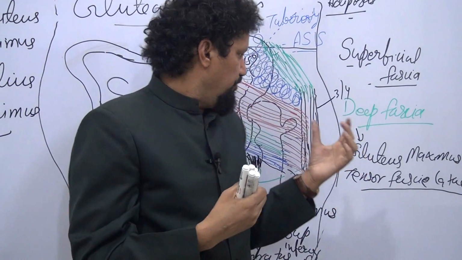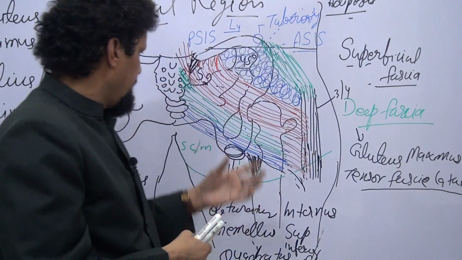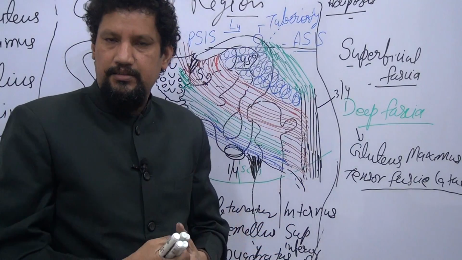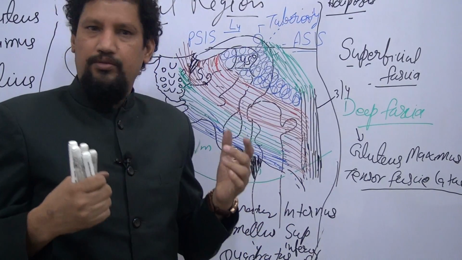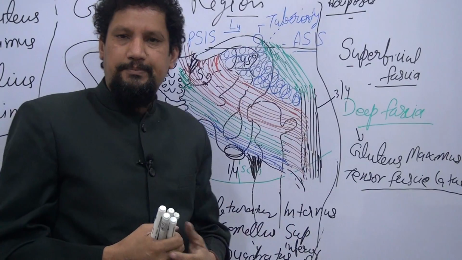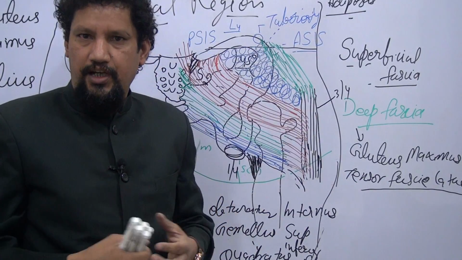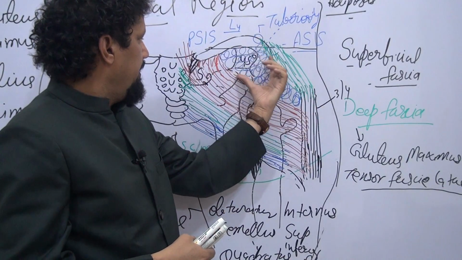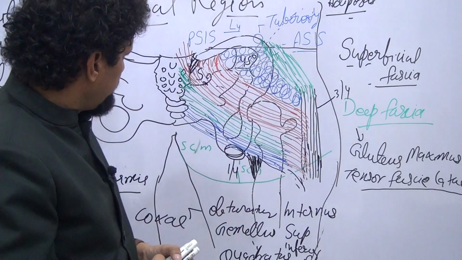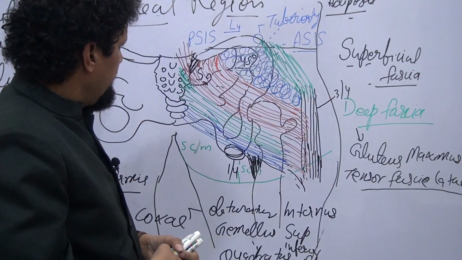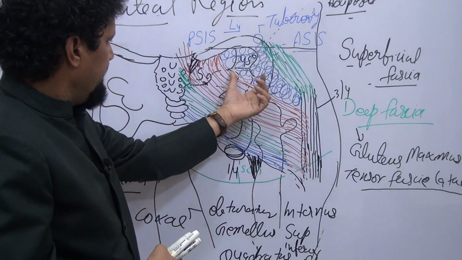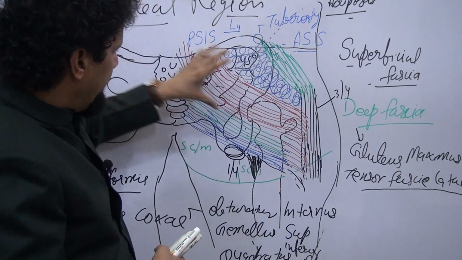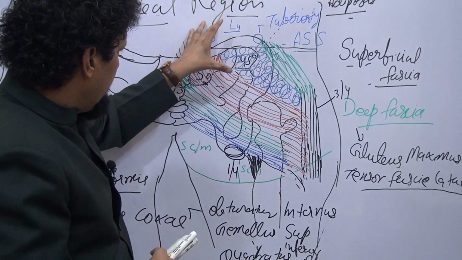The gluteus maximus is a thick muscle, but under cover of this muscle there are many arteries, nerves and vessels. To avoid traumatic neuritis, especially to the sciatic nerve, this site is chosen for the intramuscular injection in the gluteal region. So these are the origin and insertion of the gluteus maximus.